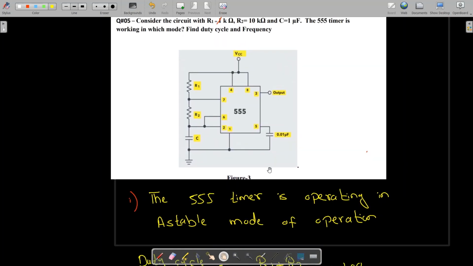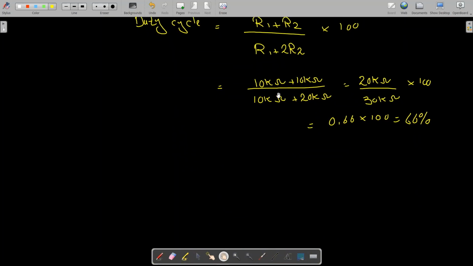Next is to find the frequency. Again, the formula for the frequency is 1.44 divided by R1 plus 2R2 into C. Here C is your capacitance, so we have 1.44. R1 is 10 kilo ohm, R2 is also 10 kilo ohm. So 10 kilo ohm plus 2 into 10 kilo ohm. So this is your 30 kilo ohm, because we have 10 kilo ohm over here and 10 kilo ohm over here, and 2 into 10 kilo ohm is 20 kilo ohm.